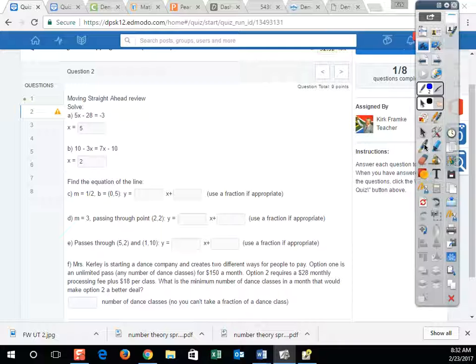We have to find the equation of the line, where m is equal to 1/2 and b is equal to (0, 5). Now, we know that in slope-intercept form, we're going to have y is equal to mx plus b, where m is the slope, and slope is described as rise over run.